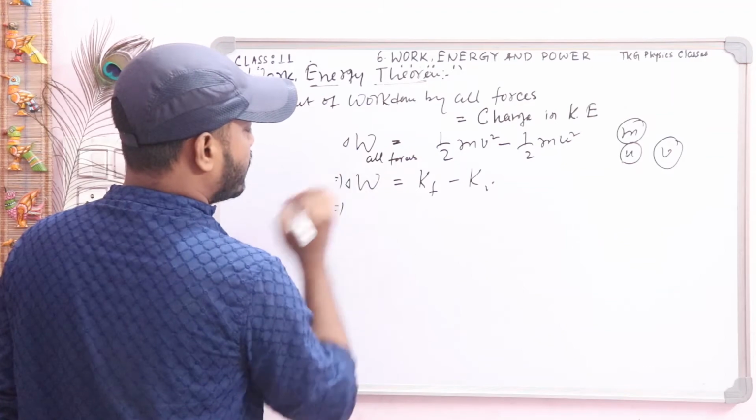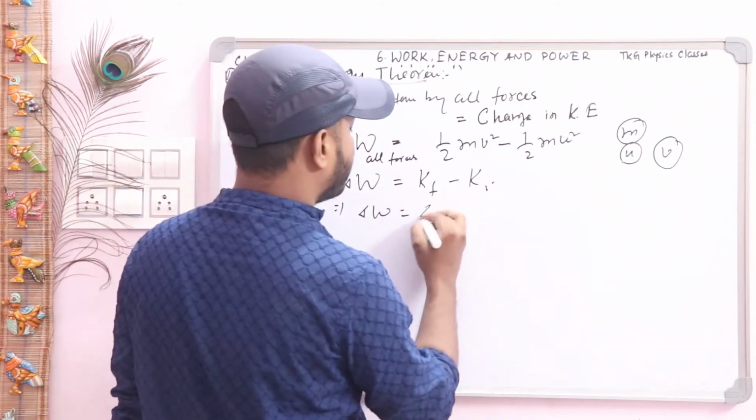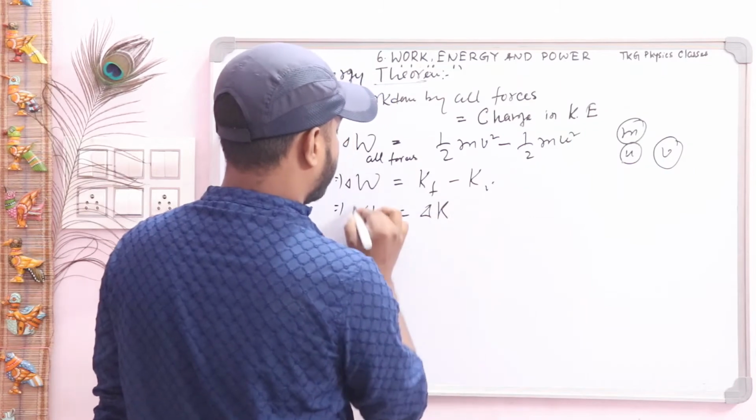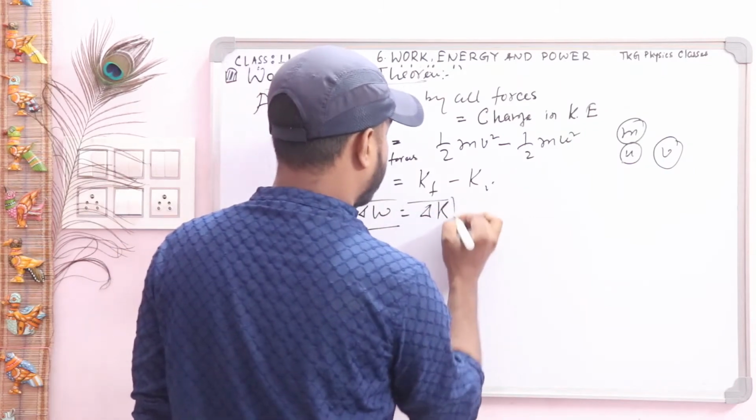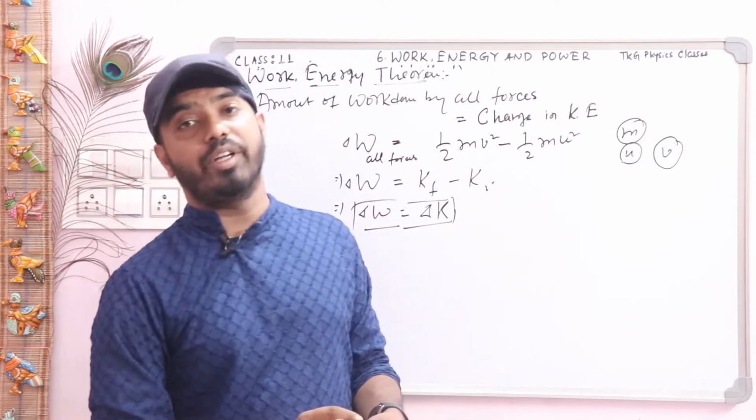You can write this value. You see, this one gives delta W. So delta W is equal to, this is the change in kinetic energy which is named delta K. So delta W is equal to delta K. This is the mathematical form of the work energy theorem.